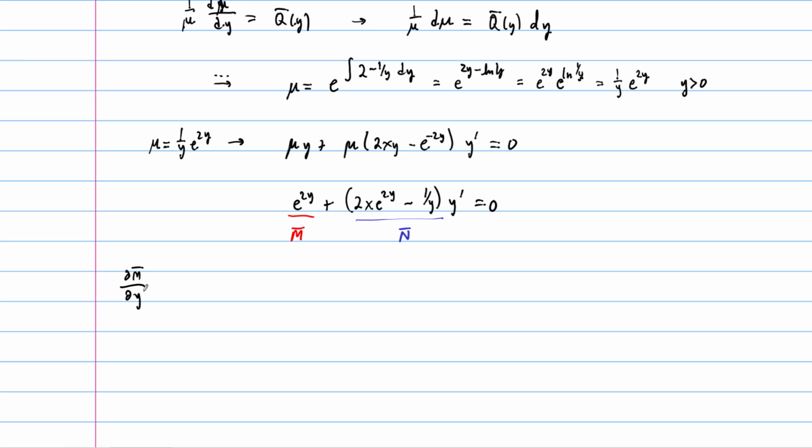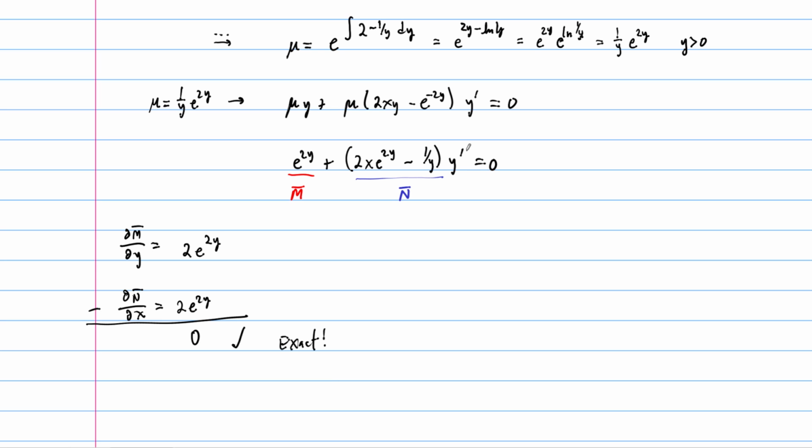So dm hat dy, take the derivative with respect to y, we get 2 e to the 2y. Okay, dn hat by dx, well, this is going to be 2, derivative of x is 1, right? So this is 2 e to the 2y, and then derivative of 1 over y with respect to x is 0. So there we go. And now we subtract, look at that. This is 0, right? So this one is now exact.